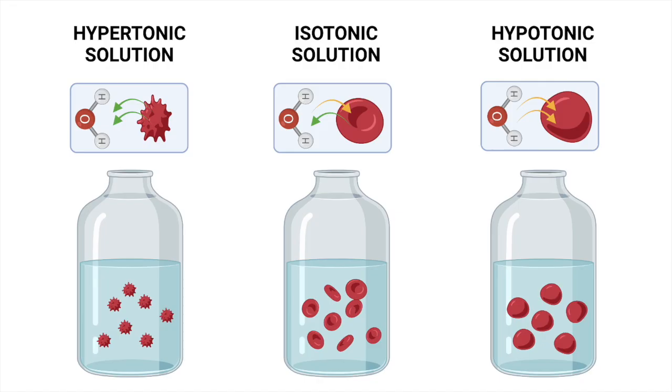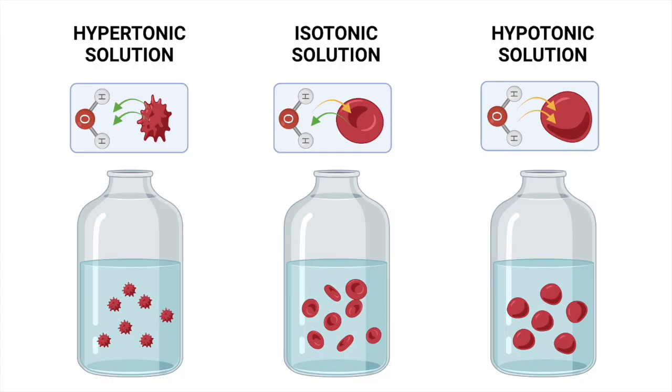We can categorize the solutions as hypertonic, isotonic, and hypotonic. If a cell is placed in a hypertonic solution, there will be a net flow of water out of the cell, and the cell will lose volume. If a cell is placed in an isotonic solution, there will be no net flow of water into or out of the cell, and the cell's volume will remain the same. If a cell is placed in a hypotonic solution, there will be a net flow of water into the cell, and the cell will gain volume.